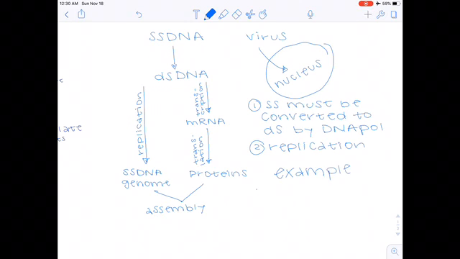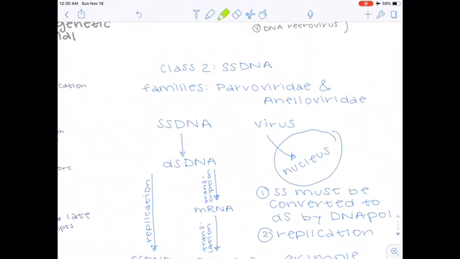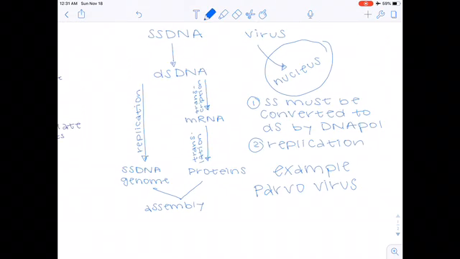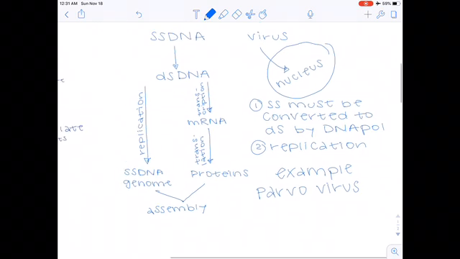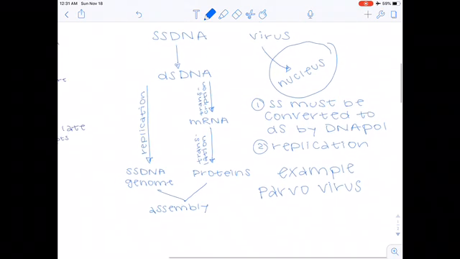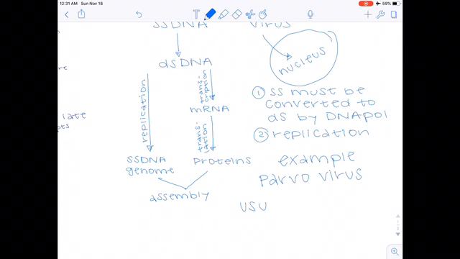Alright, so one example of a single-stranded DNA virus is the parvovirus. So this falls in the family that we talked about before, the Parvoviridae family. And you might have actually heard of this virus. It infects dogs. And so if you have a pet, you might be familiar with this. Hopefully not, because it makes them very, very sick.